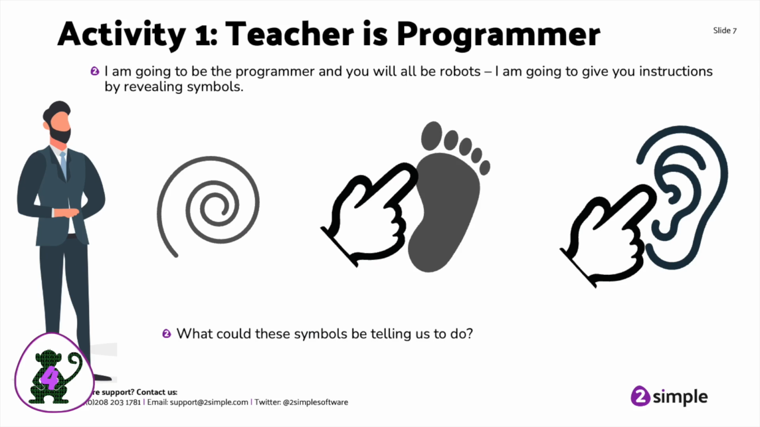Activity 1 explores the teacher as the programmer. Explain that the teacher will now be the programmer and all children will be the robots. Reveal the instructions shown as symbols on slide 7. Children are to follow or act out the instruction symbol. If successful, children will twirl around, touch their toes and touch their ear.